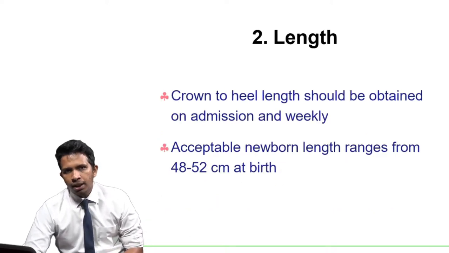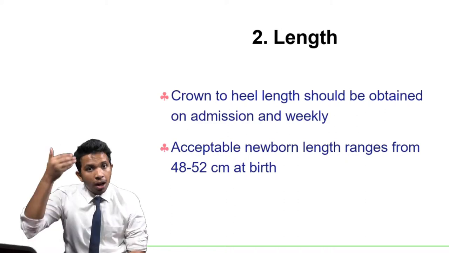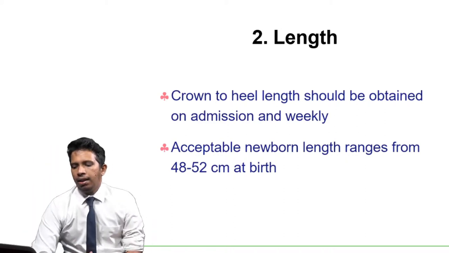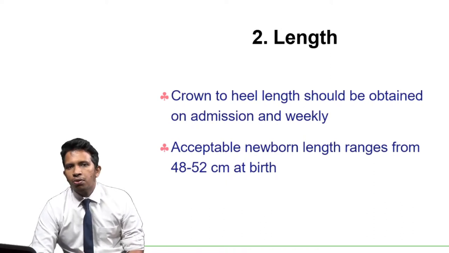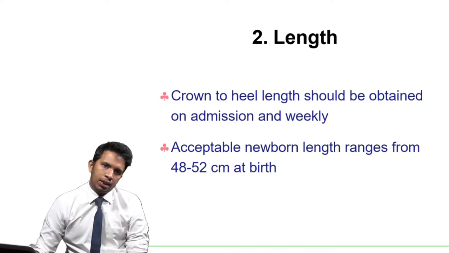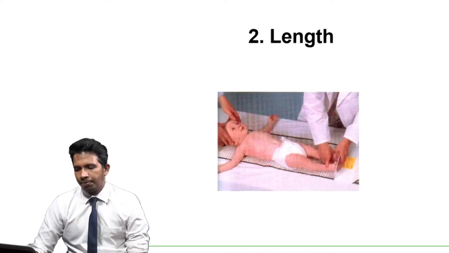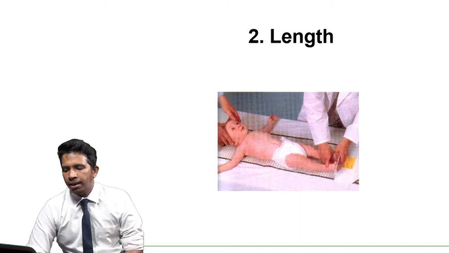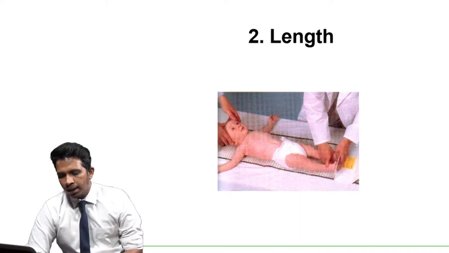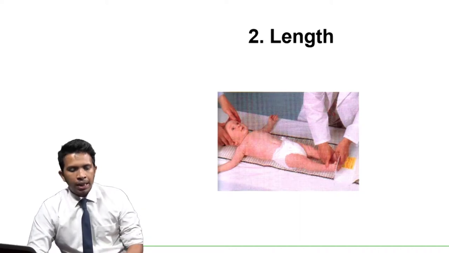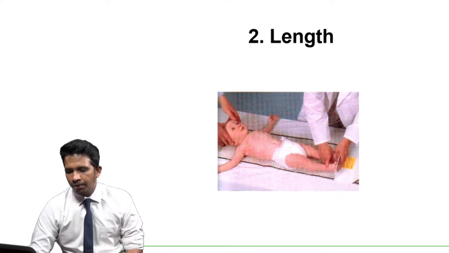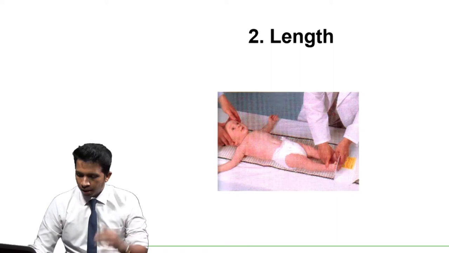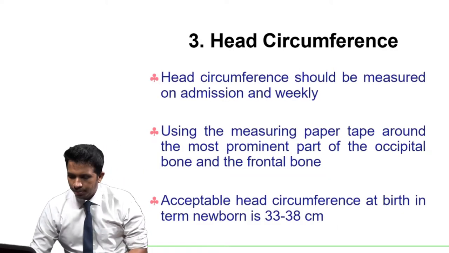The length. The length should be measured from crown to heel, and it should be obtained on admission and weekly. Acceptable newborn length ranges from 48 to 52 centimeters at birth. It is measured this way. We keep the child on a small bucket or something like that, and then we measure the length from the crown, which is the head, to the heel.